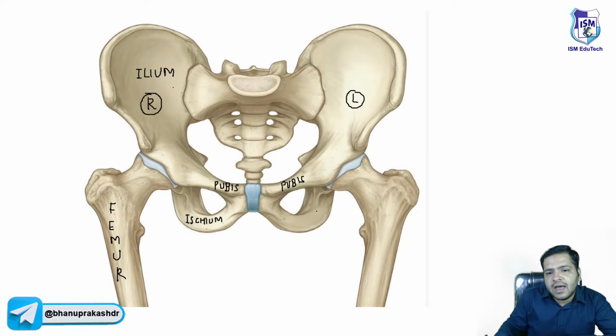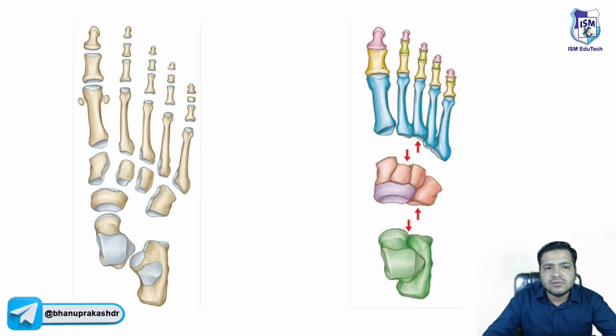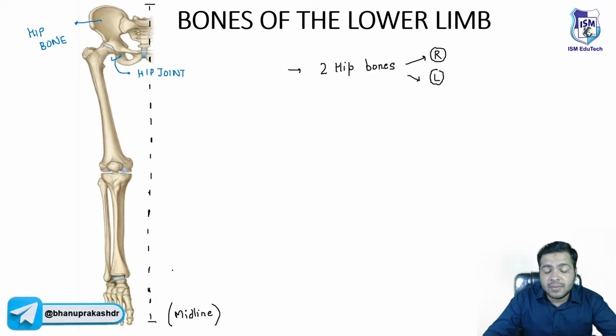Ilium, ischium, and pubis. Okay, so you can see that we have ilium, ischium, and pubis. We have three hip bones. Remember, we basically have two hip bones, and each hip bone is constituted of three parts: ilium, ischium, and pubis.